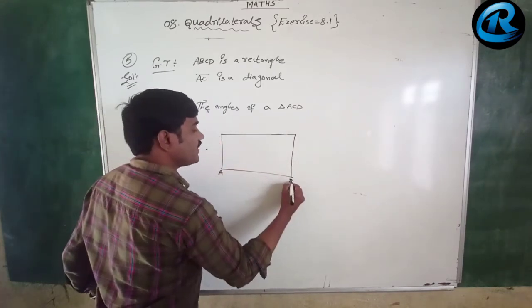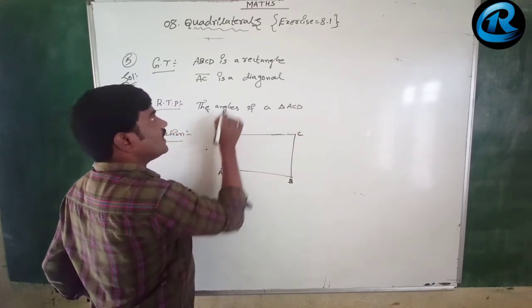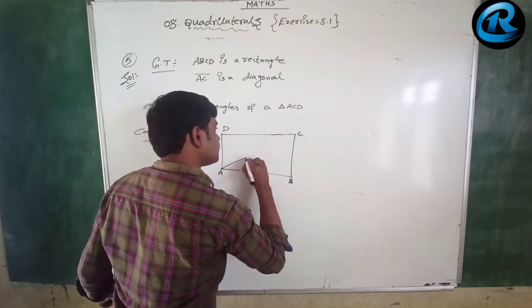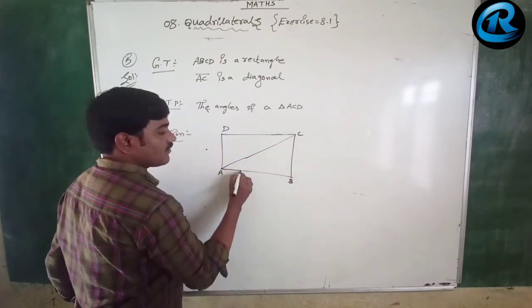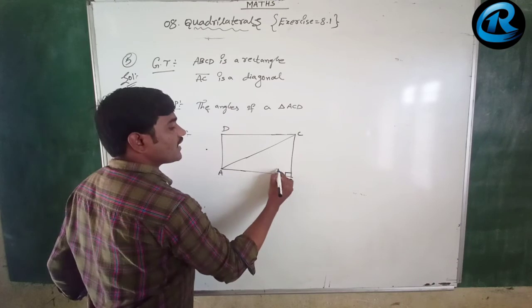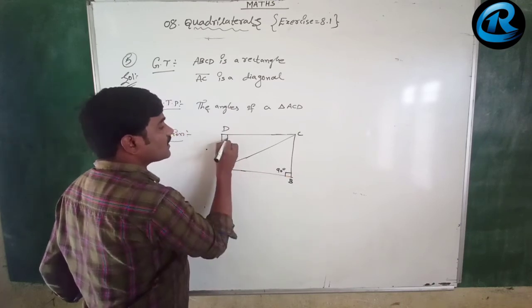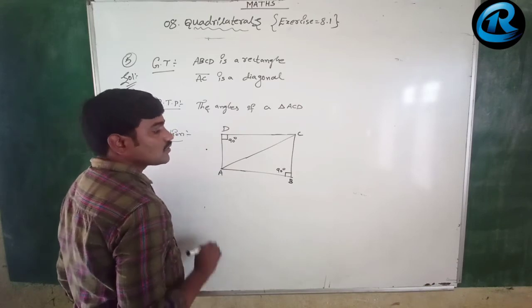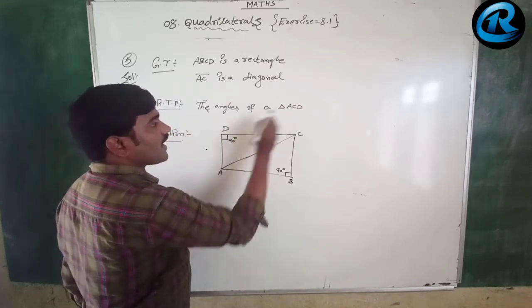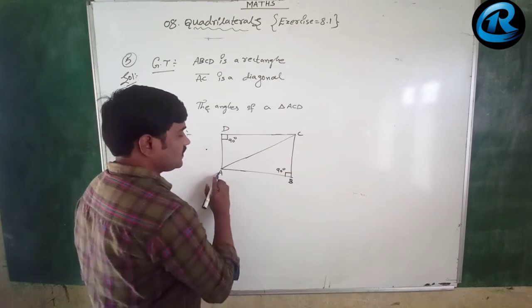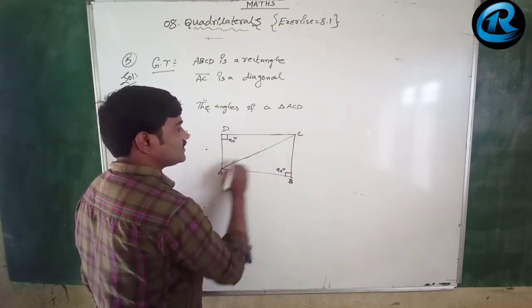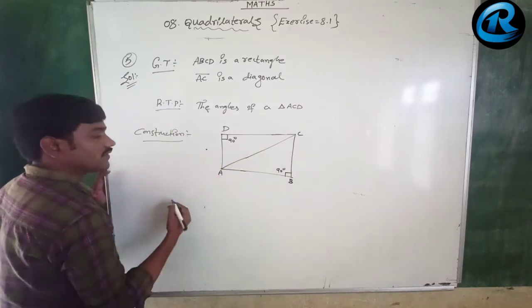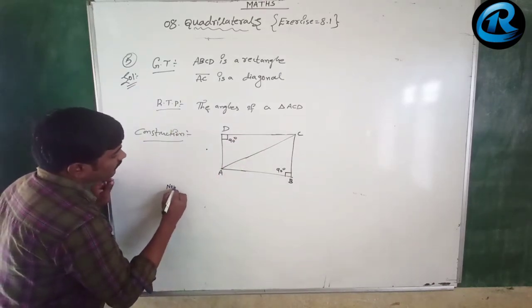ABCD, it is a rectangle. AC is a diagonal. Let us draw the AC. Now as we know that all the angles in the rectangle are equal to 90 degrees. So now we have to find out the angles of triangle ACD. In triangle ACD we have to find out the angles.